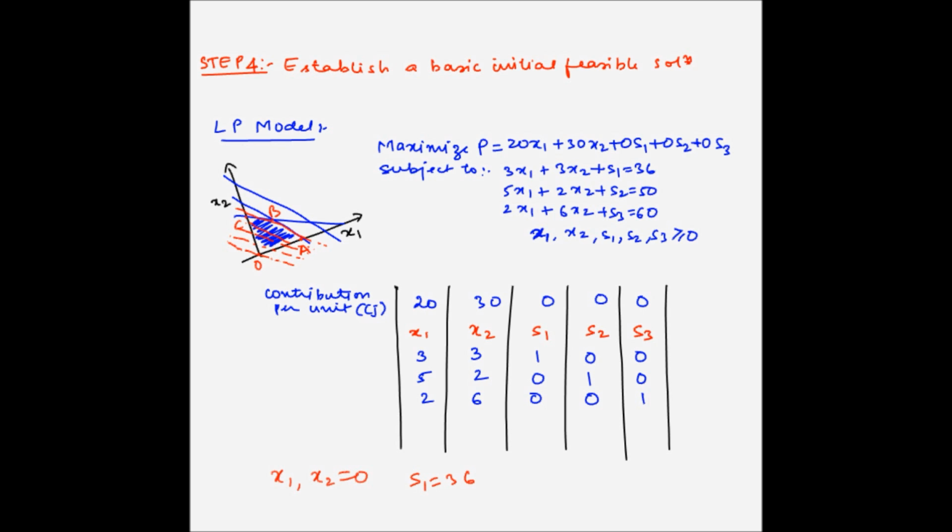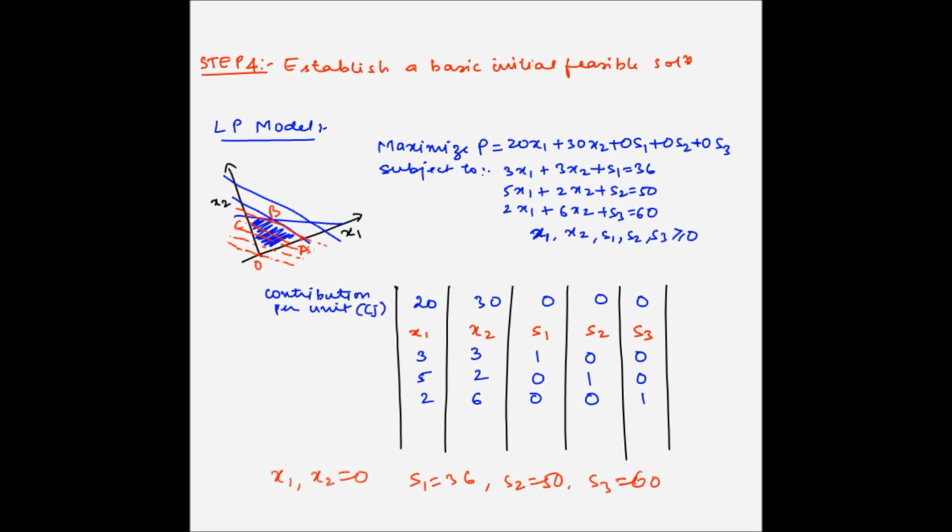For the second constraint, we get S2 is equal to 50 because x1 and x2 are 0. And for the third constraint, again x1, x2 are 0, so S3 is equal to 60. So in other words, what this means is that none of the chairs or tables are being manufactured. So the entire capacity at machine M1 is unused capacity. Machine M2, same thing, unused capacity. And machine M3 also, everything is unused capacity.